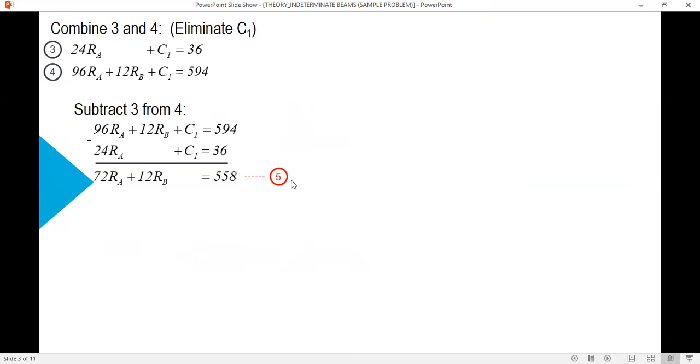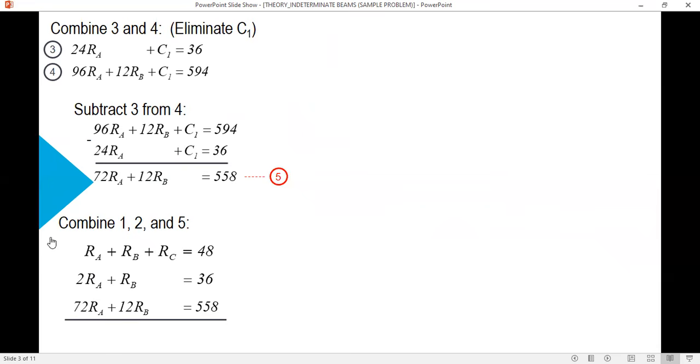This will be our fifth equation. So we will now combine this equation to equations 1 and 2, the equilibrium equations, in order to solve for the reactions. So we combine equations 1, 2, and 5. This is equation 1, and then equation 2, and then we add equation number 5.